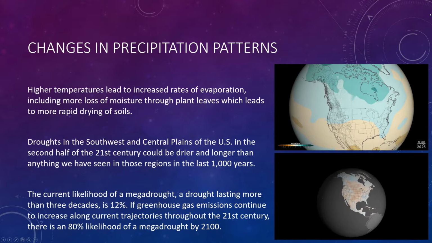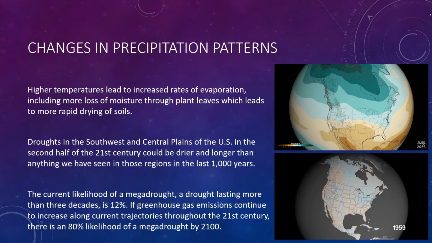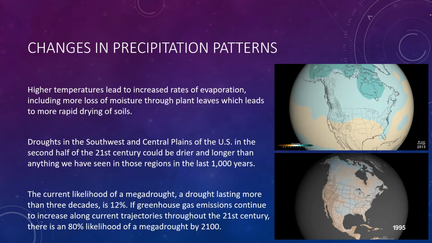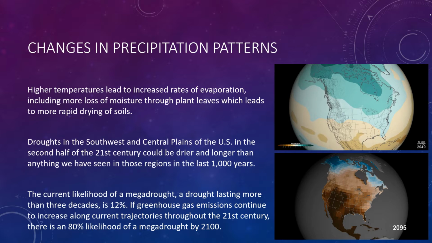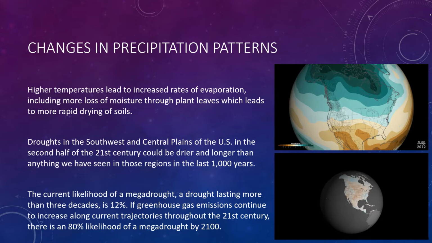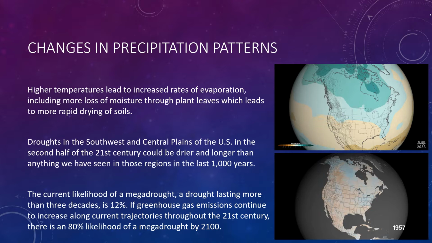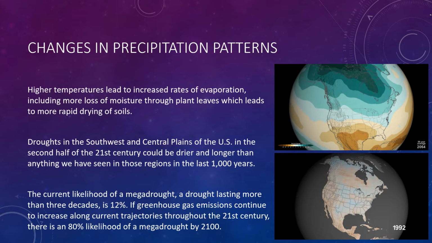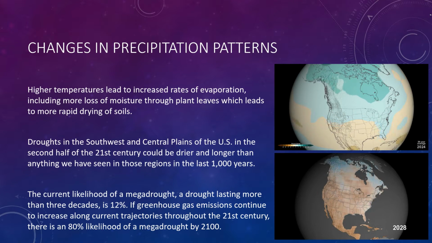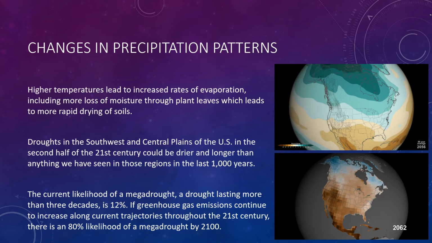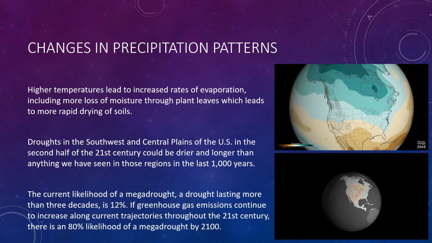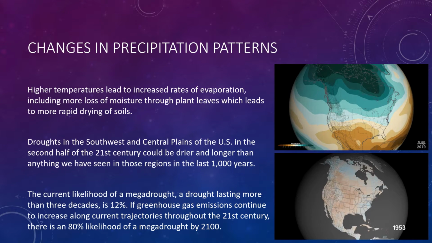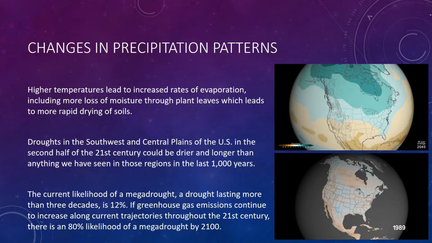Higher temperatures lead to an increased rate of evaporation, including more loss of moisture through plant leaves. Even in areas where precipitation does not decrease, these increases in evaporation and loss of water from plants will lead to rapidly drying soils. Droughts in the southwest and central plains of the United States in the second half of the 21st century could be drier and longer than anything humans have seen in those regions in the last 1,000 years, according to a new NASA study published in 2015. The research found continued increases in human-produced greenhouse gas emissions drives up the risk of severe droughts in these regions.